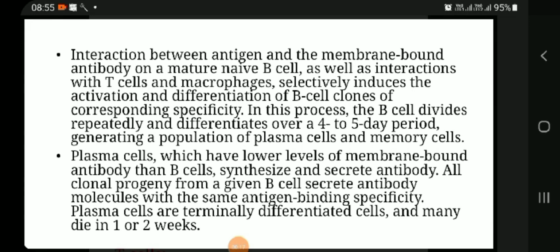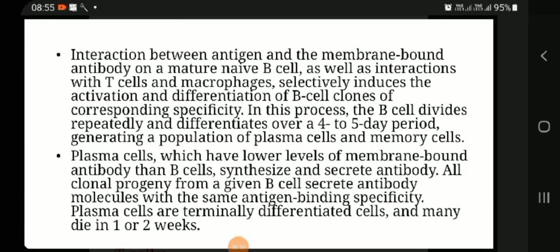This means the naive B cell has not encountered any kind of antigen. A naive B cell will not have interacted with any previous antigen, so it is not differentiated yet. When the B cell interacts with an antigen, it gets differentiated. So a naive B cell is one that has not interacted with any kind of antigen.